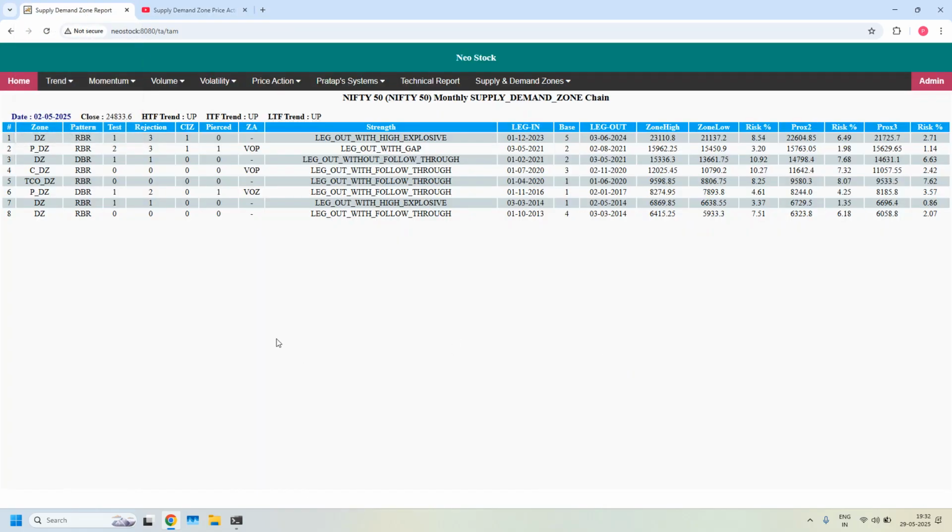Okay, this is a Nifty monthly supply demand zone chain. In any supply demand zone chain report, always look into the zone column to find the high liquidity zones, and look into the pierced column to find the pierced zones. And also look into LTF trend to find the trend of the current time frame you have selected. Apply the same rules to the remaining supply demand zone chain reports. And also don't forget to pause the video because I am giving you only a few seconds to watch the report.